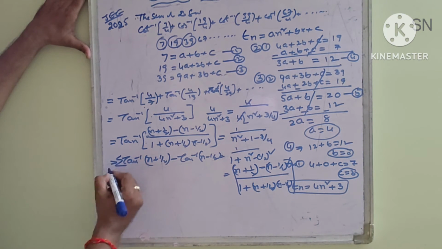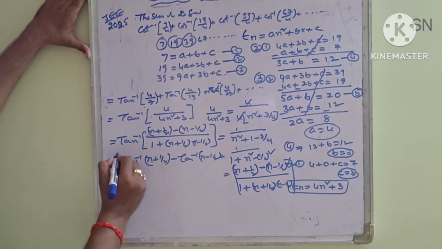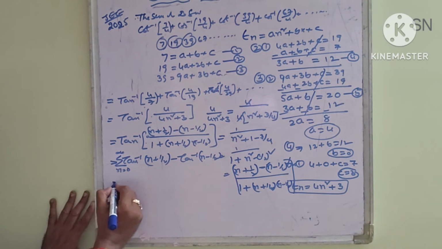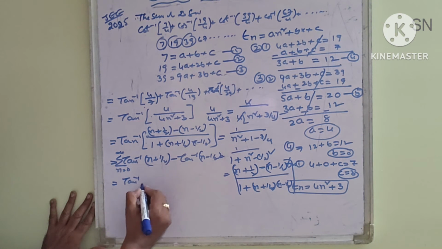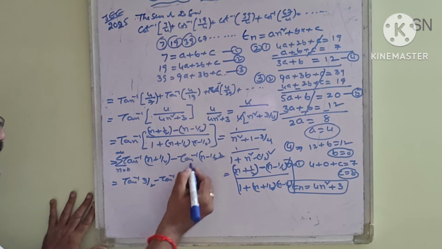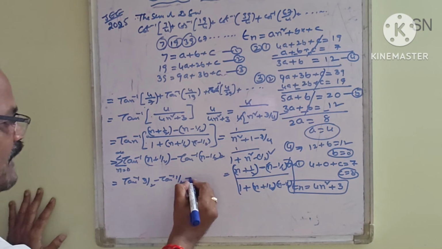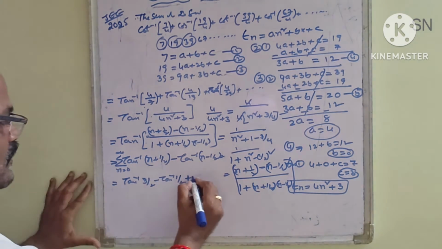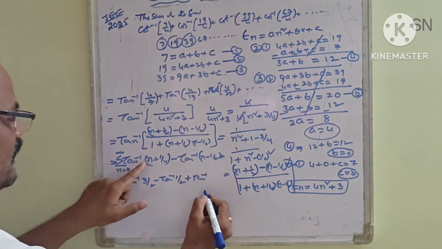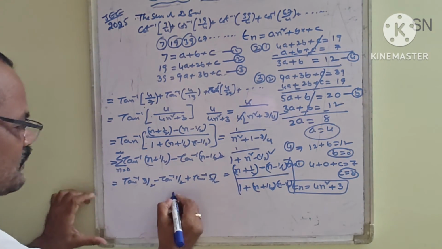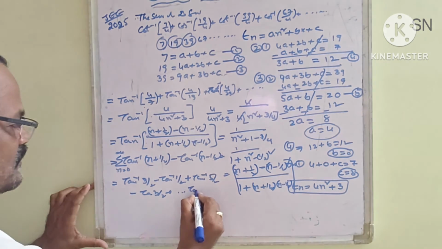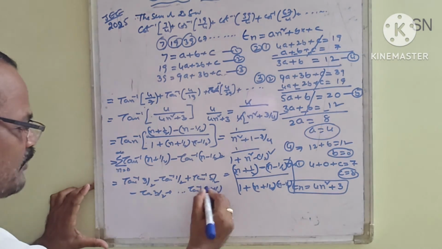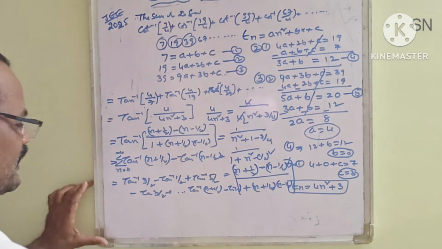So here, summation of n is equal to 0 to infinity. So here that means n is equal to 1. Now tan inverse of 1 plus 1 by 2, so 3 by 2, minus tan inverse of 1 minus 1 by 2, here 1 by 2. Next, n is equal to 2. So now tan inverse of 2 plus 1 by 2, 5 by 2, minus tan inverse of 3 by 2. So tan inverse of n plus 1 by 2 minus tan inverse of n minus 1 by 2.